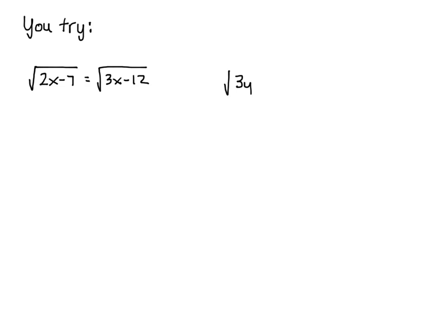So why don't you try a couple of these? Just removing the square roots, and then we solve and we get x equals 5. What didn't she do here? Didn't check it. Okay, so let's check it. 2 times 5 is 10, minus 7 is 3. 5 times 3 is 15, minus 12 is 3, so we get the square root of 3 equals the square root of 3. Very good.